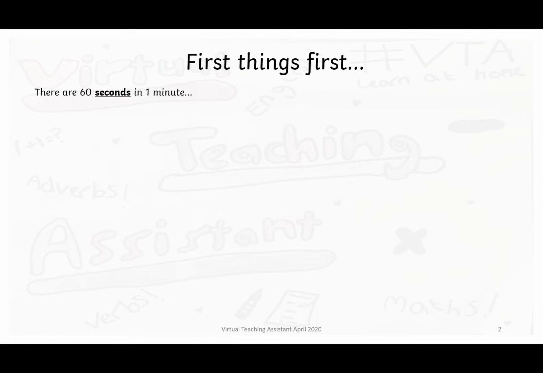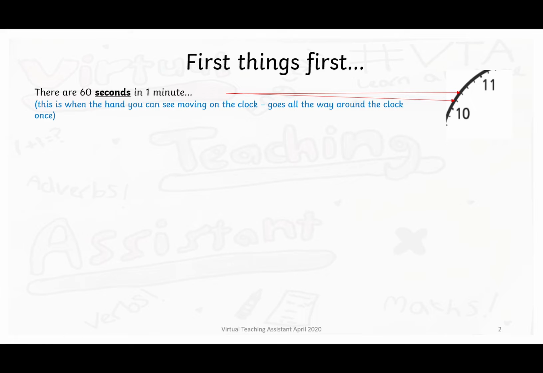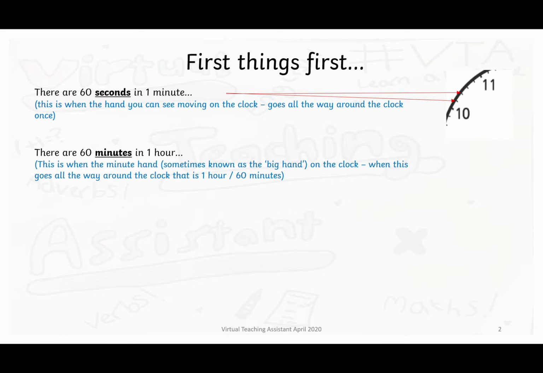There are 60 seconds in 1 minute, okay? This is when the hand that you can see moving on the clock goes all the way around the clock just once. I've done a little picture there, zoomed right in on a bit of a clock, to show those tiny little dots between the numbers. Each one of those represents a minute. And there are 60 minutes in 1 hour. So this is when the minute hand, which is sometimes known as the big hand on the clock, goes all the way round the clock, and that's 1 hour or 60 minutes.